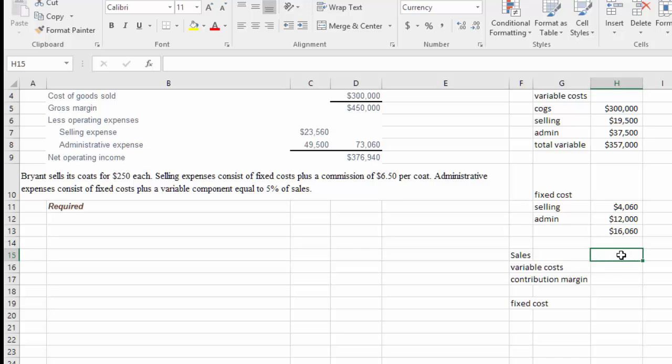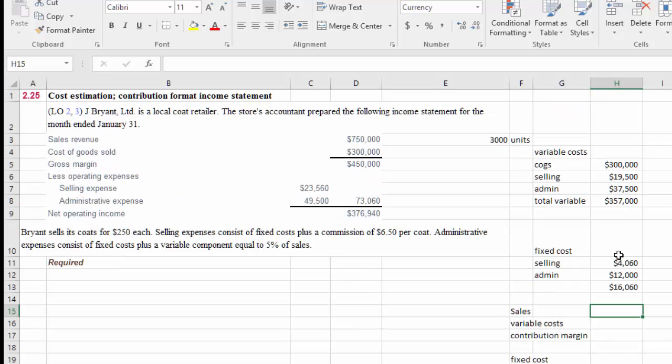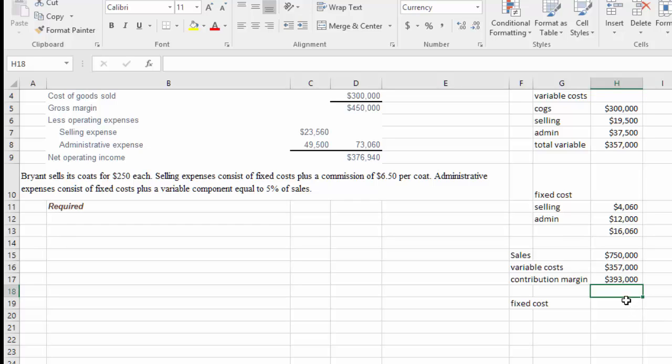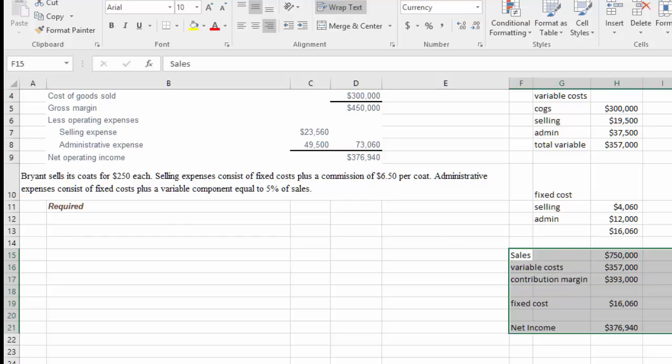Okay, so we're going to convert this into a contribution margin format. And again, the contribution margin format is where we're looking at our sales minus variable cost equals contribution margin, and then minus fixed cost, and we come up with our net income, which should be the same net income that we have. If it's not, it means that we made a mistake. Sales is $750,000, okay? Variable cost is our total variable cost, which is $357,000. So our contribution margin is 750 minus 357, coming up with 393. Our fixed cost is $16,060. And then our net income is going to be 393 minus 16,060, which is $376,940.